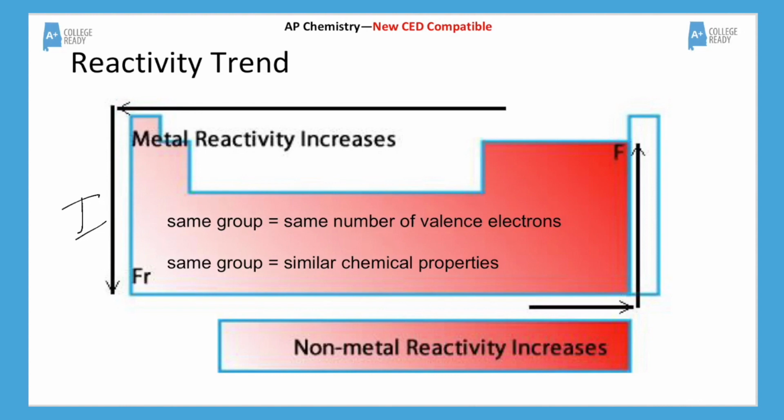And it's the opposite with nonmetals. Okay? See, nonmetals don't want to lose electrons. Nonmetals want to gain electrons. And so fluorine is going to be the most reactive nonmetal. It does have the highest electronegativity.